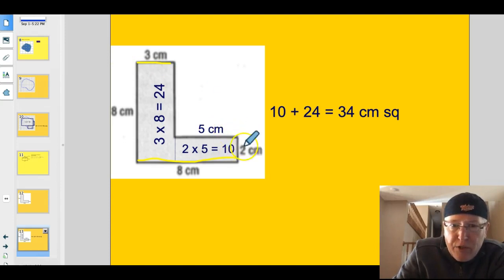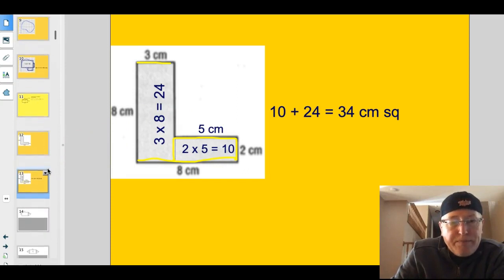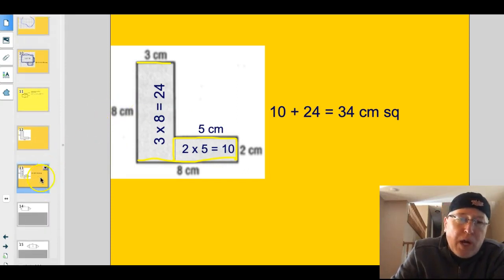So that's how I got the 2 times 5, which is 10. And this long one, 3 times 8, which is 24. Add them together, you got 34 centimeters squared. Again, area is always going to be squared. All right, those are the 2 you try problems.